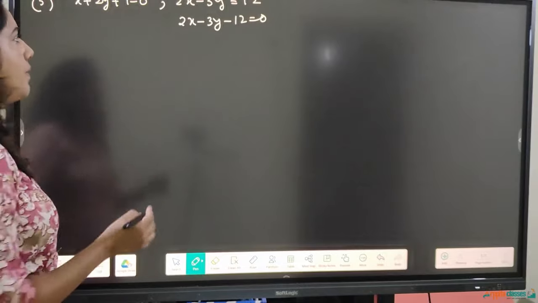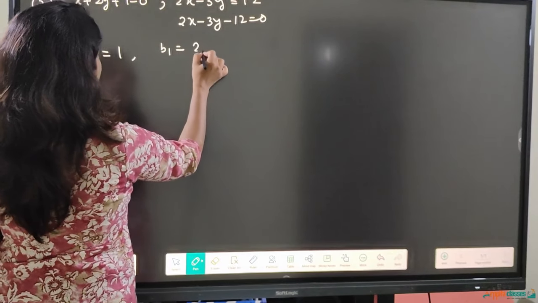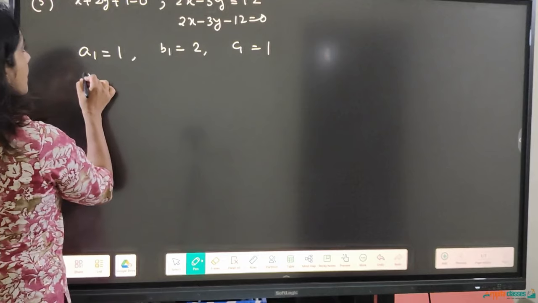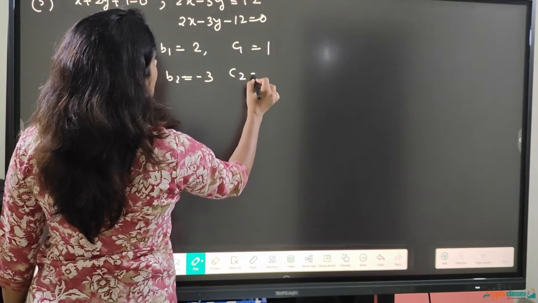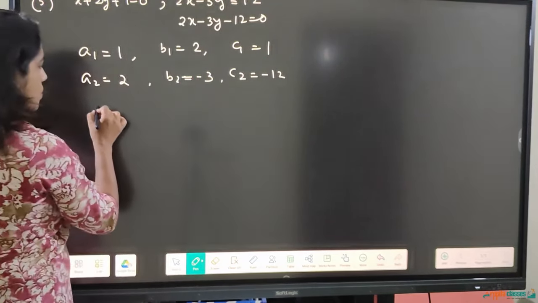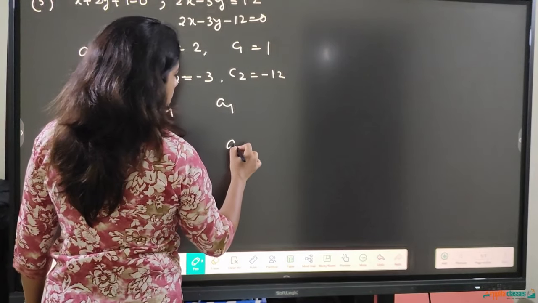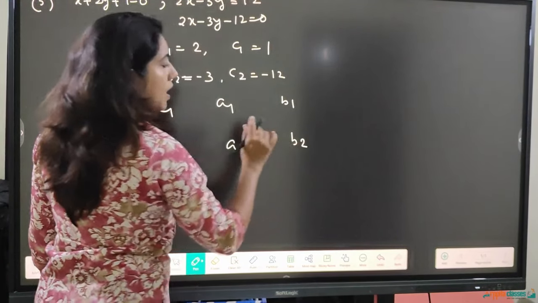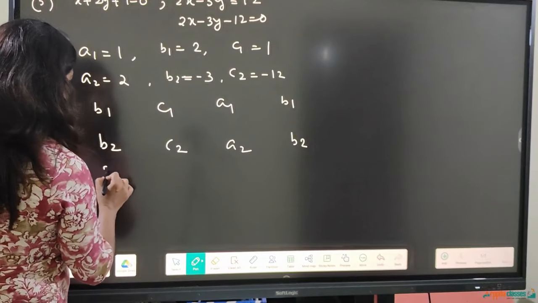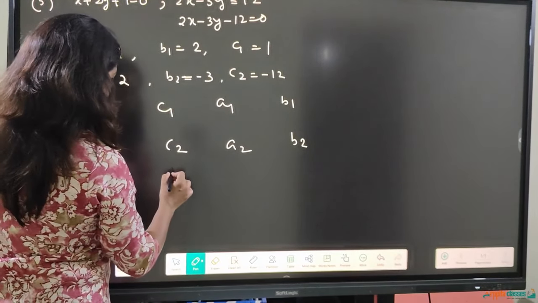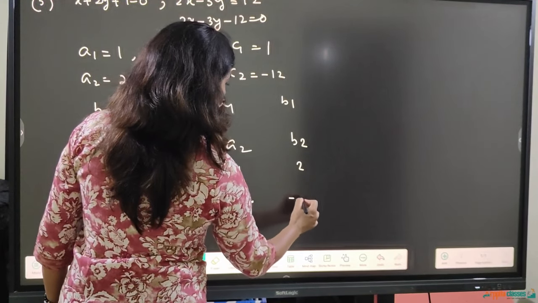Now let us quickly find out our a1, a2, b1, b2, c1, c2. So a1 is 1, b1 is 2 and c1 is 1. And here a2 is 2, b2 is minus 3 and c2 is minus 12. Okay, so let us write now b1, b2, c1, c2, a1, a2 and b1, b2. If you are comfortable now, you can start just writing the values directly. Okay, so b1, b2 is 2, minus 3, c1, c2 is 1, minus 12, a1, a2 is 1, 2 and b1, b2 is again 2, minus 3.